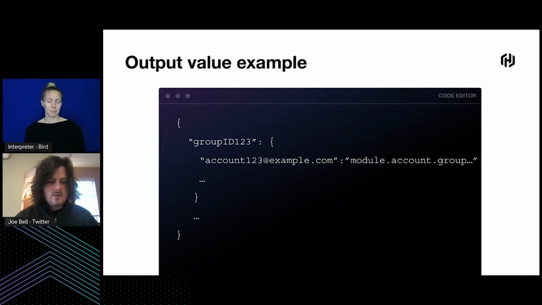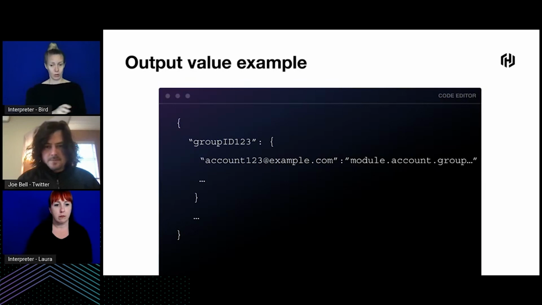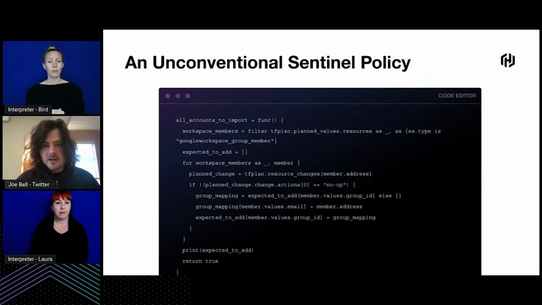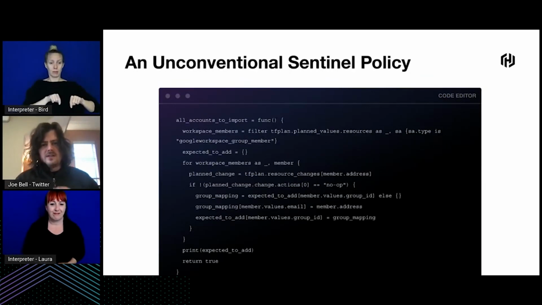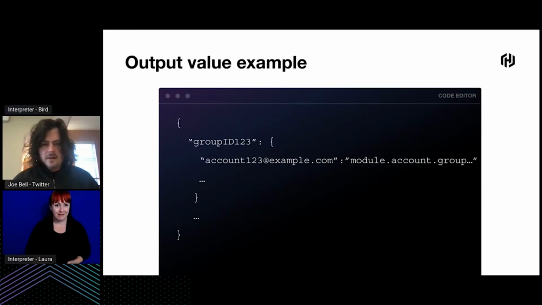And so this is what the Sentinel policy is trying to pull out. You can see it's a JSON map of group ID, and inside of that is a key value of the email address of the service account, and then the address within the Terraform workspace that we would be importing to. So just to step back a little bit, this is what the output of this Sentinel policy is.